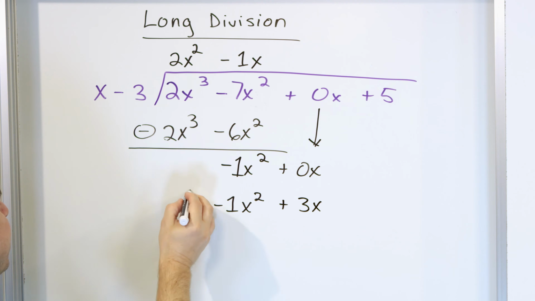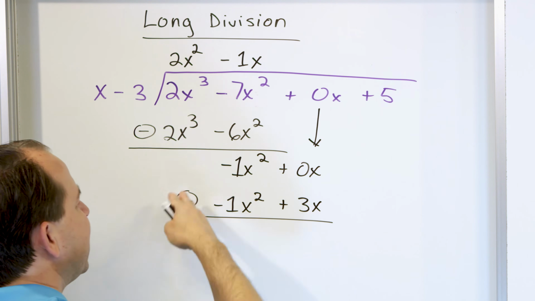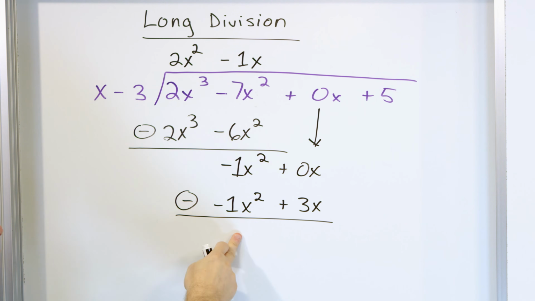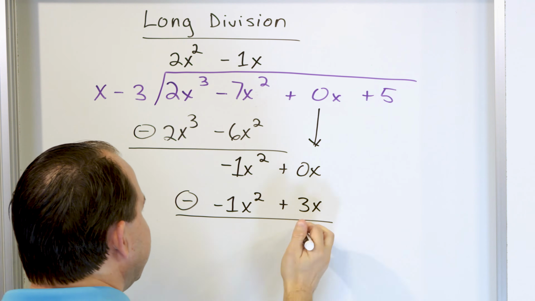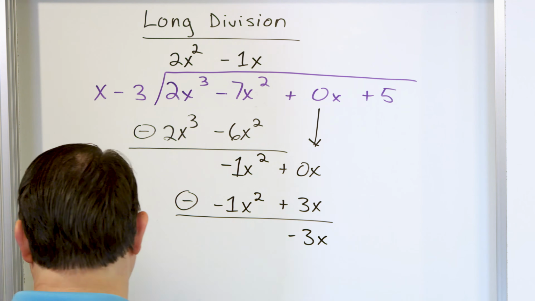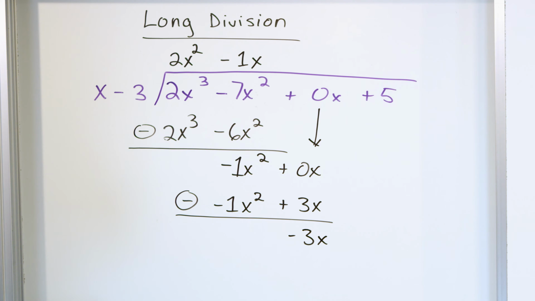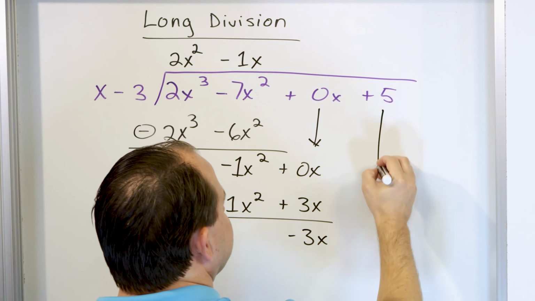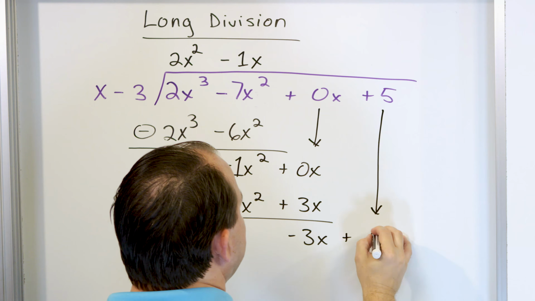Again, I need to subtract. I'll put a negative sign there with a circle to remind me that I'm doing both terms. This minus this gives me 0. 0 minus 3 gives me negative 3x. And then after I've done this, I drag my next term down, which is a 5.